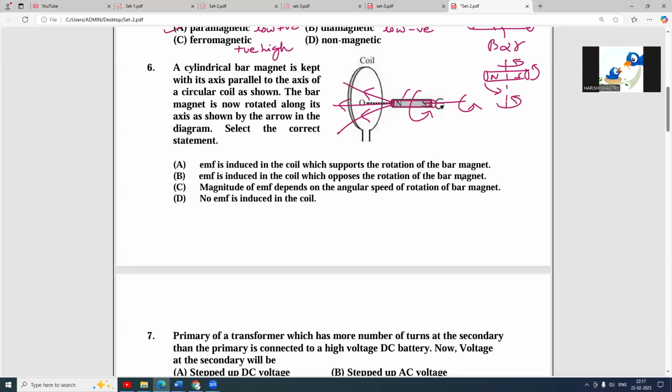But now if it is turned in this fashion, with this as axis, then there is no change in the magnetic flux linked with the coil. The magnetic flux remains the same. I didn't say that there is no flux linked with the coil. There is flux linked with the coil, but it doesn't change with time. So when there is no change in magnetic flux, no EMF is induced in the coil.